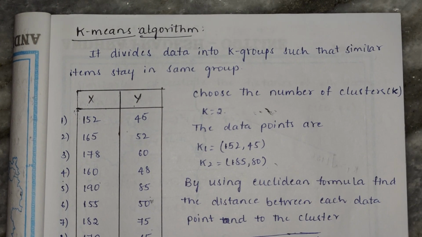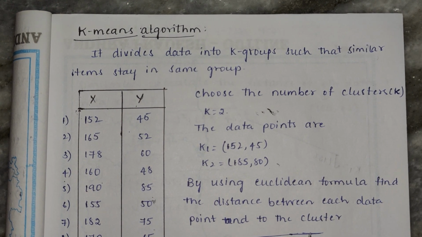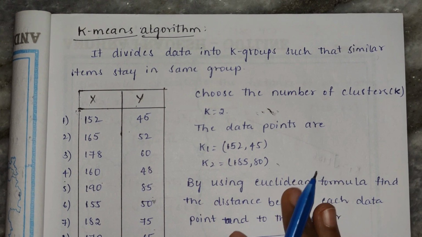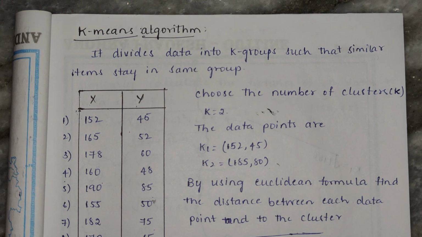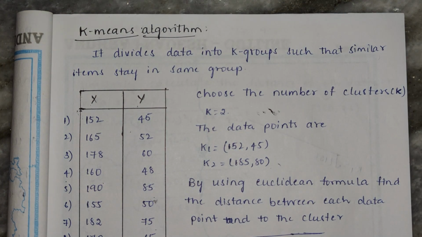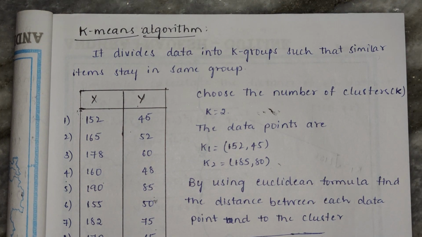K-means algorithm. In this video we will be discussing the k-means algorithm. In the next video we will be discussing the k-medoids algorithm. Okay, k-means is nothing but an algorithm. It divides data into k groups so that similar data points will fall into the same group. Here I have taken a problem. From that problem we will be dividing the data points into groups.